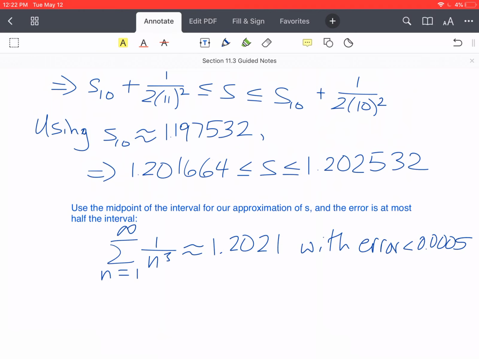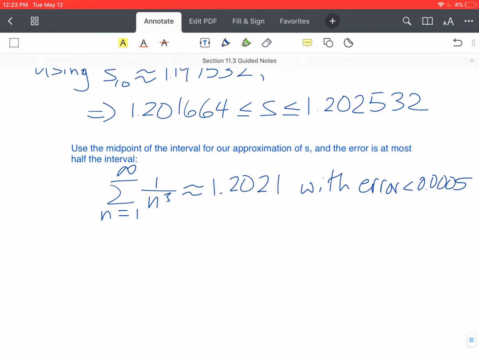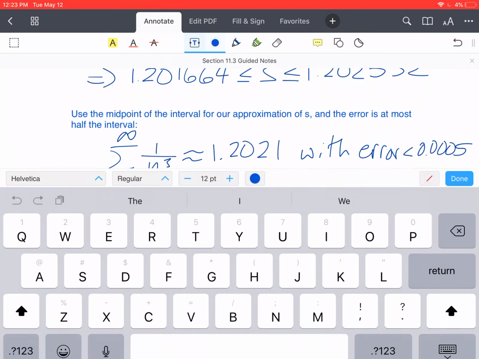So this gave us not only whether it was convergent or divergent, but this one actually gave us a good approximation for the sum and told us what the error was. Now notice the error here, 0.0005, that is the same amount of error we had in the previous example using 32 terms. But here, we only had to use 10. So that gives you just the strength of this particular method. So let's just make a note of that.